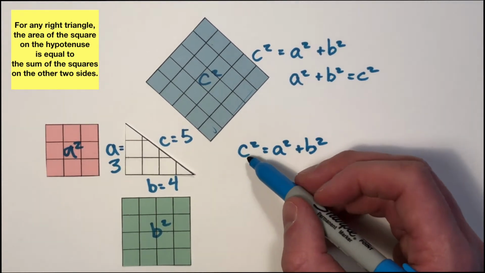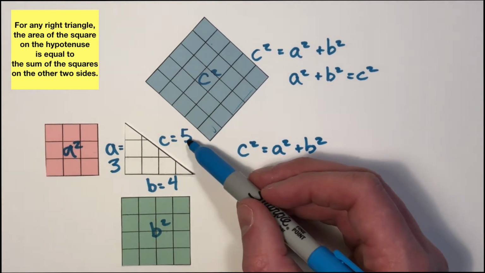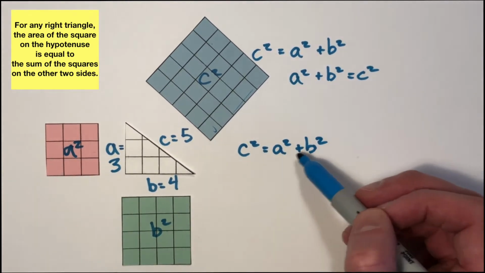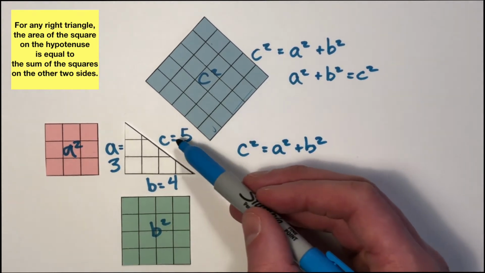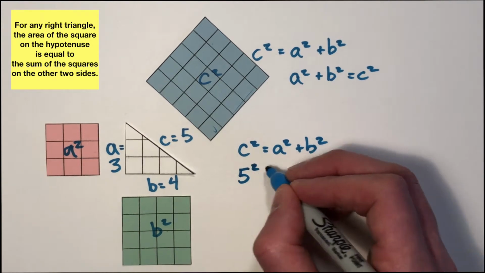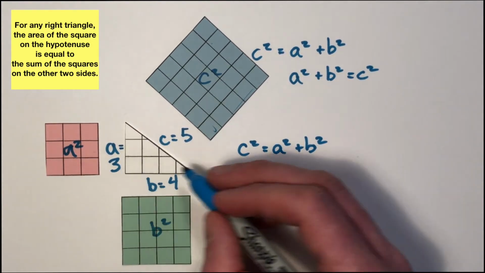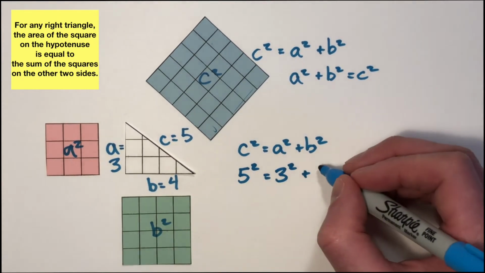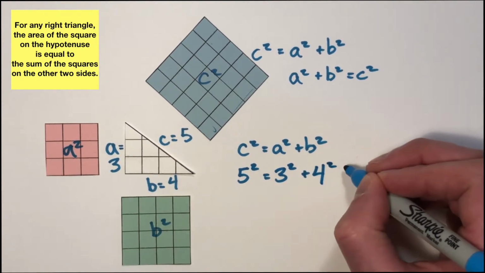What we'll do now is we will just sub our values 3, 4, and 5 in for our variables a, b, and c. So we know that c is equal to 5, so we can sub 5 in for c, or 5 squared, equals 3 for a, so 3 squared, plus b is 4, so 4 squared.